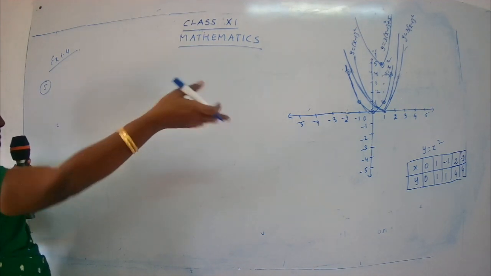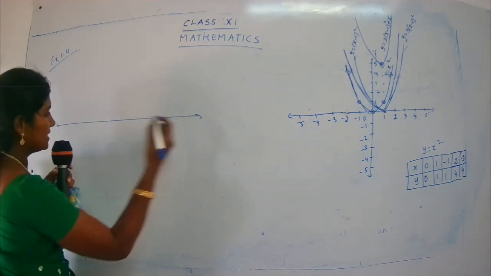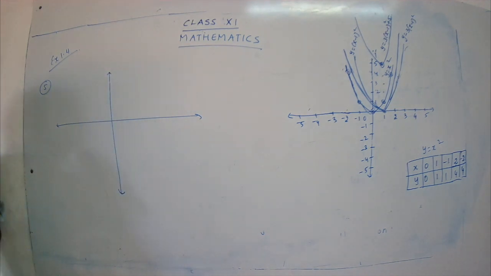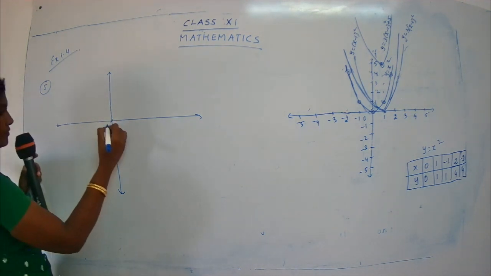You have to draw, no need to draw a big x-axis and y-axis. Just draw an x-axis and a y-axis. And when we have done some sums, I have told you the range of cos x and sin x is between minus 1 and 1. It's going to lie between minus 1 and plus 1. So here we are just going to take two values on the y-axis as minus 1 and 1.